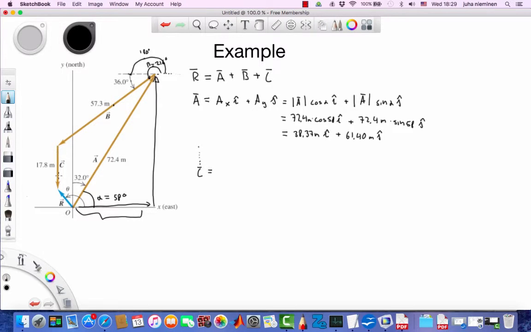Well, we don't explicitly have to calculate anything because we know that it's 17.8 meters in the negative y direction. So there's nothing in the i direction, 0 meters there. And then it's 17.8 downwards, so we go in the negative direction, so that's going to be minus 17.8 meters in the y direction, j hat. And now we can compile all these results into a table as follows.